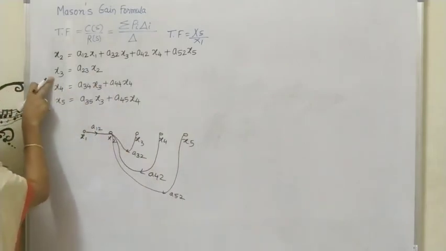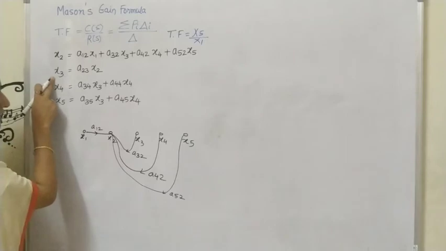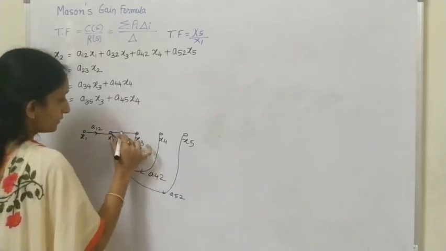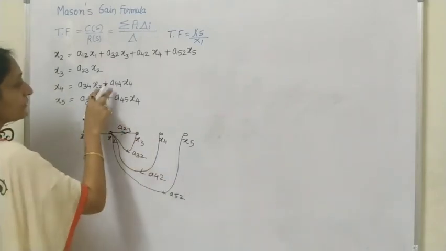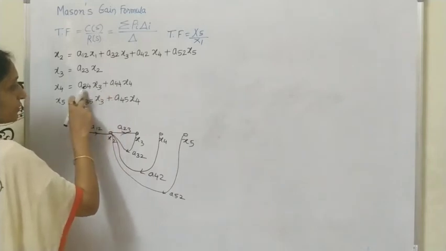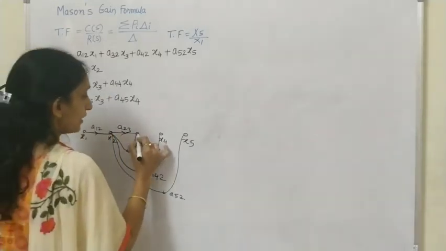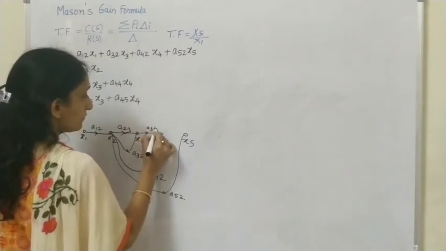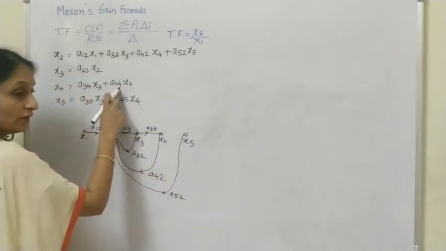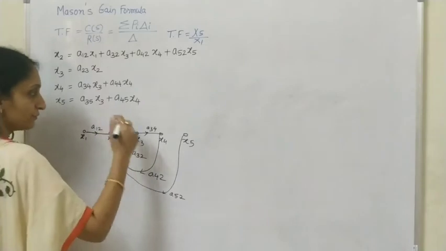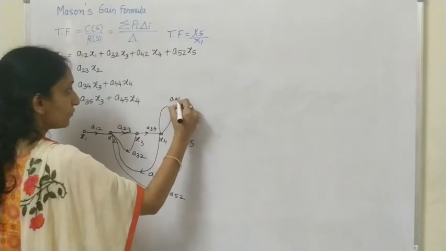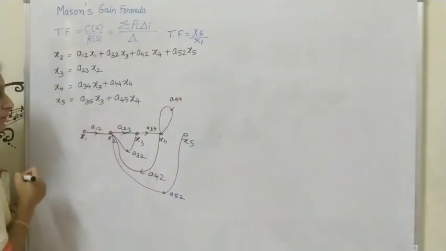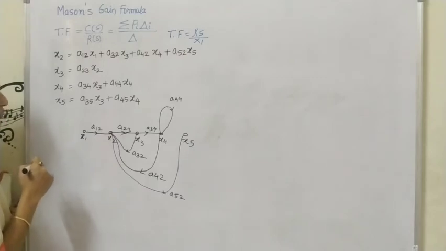Now equation number 2, x3 is equal to a23 x2. The signal is coming from this, a23 x2. Third equation, for x4 how many signals are coming? 2 signals. So look at this, a34 x3, then a44. You can check that the signal is starting from 4 and ending at 4, so this must be a self loop. So I will draw a self loop with a gain like this, a44. I told you what a self loop is: in a self loop, the input and output node are the same.